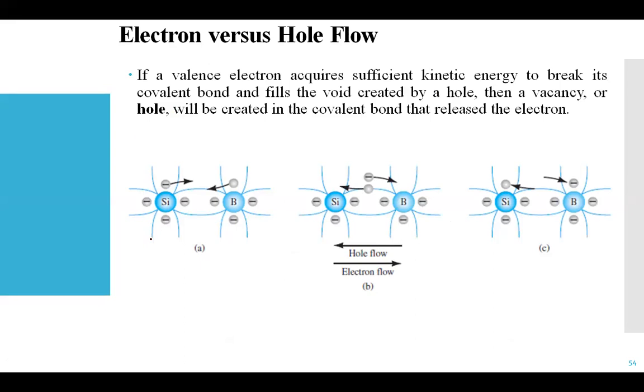In this picture it is represented how the electrons move against the holes. If the valence electrons acquire sufficient kinetic energy to break their covalent bond and fill the void created by the hole, then a vacancy or hole will be created in the covalent bond that releases the electrons. You can see here the process one by one: the silicon has 4 valence electrons and the boron has 3 valence electrons.